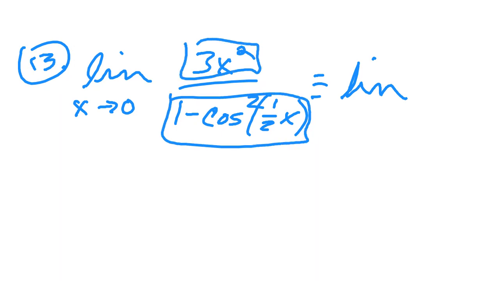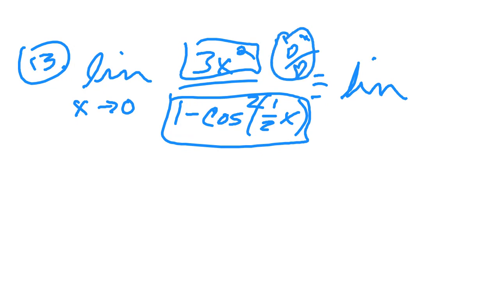On the top, I'm going to get 0. And on the bottom, I would also get 1/2 of 0, which is still 0. Cosine of 0 is 1, and then squaring that is 1, and 1 minus 1 is 0. So long story short, this is a 0 over 0 form.